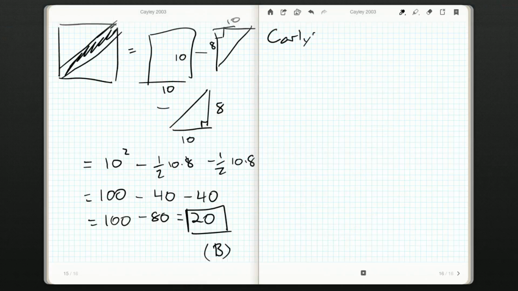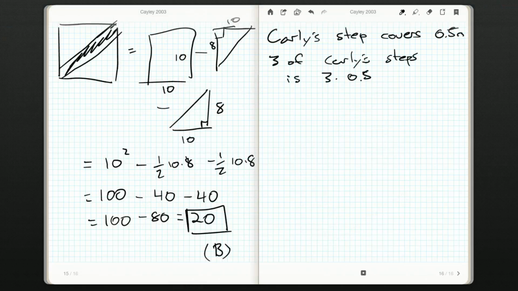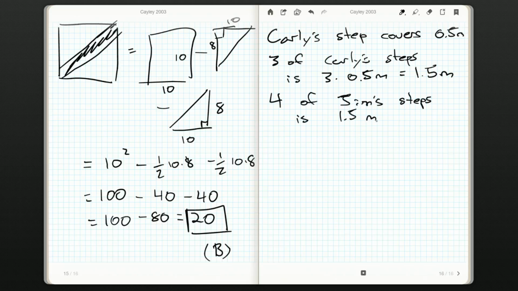Carly's step covers 0.5 meters. So 3 of Carly's steps is 3 times 0.5 meters, and that's 1.5 meters. Okay. So that's how many meters we get there. So 4 of Jim's steps is the same as 3 of Carly's steps. So that's also 1.5 meters.